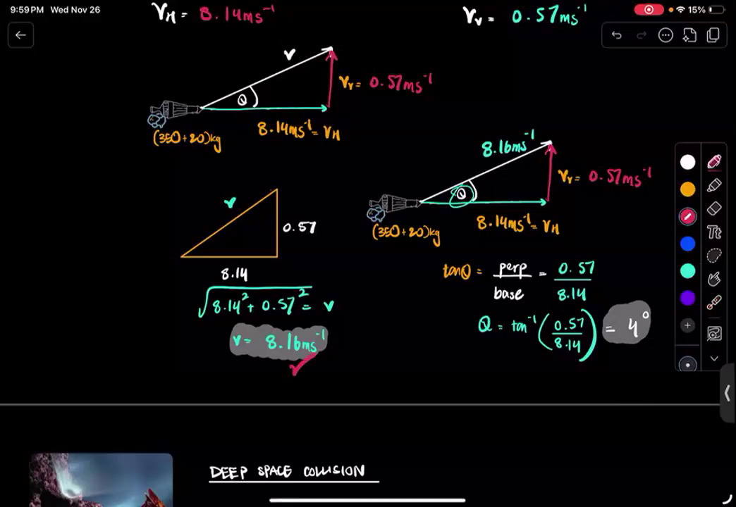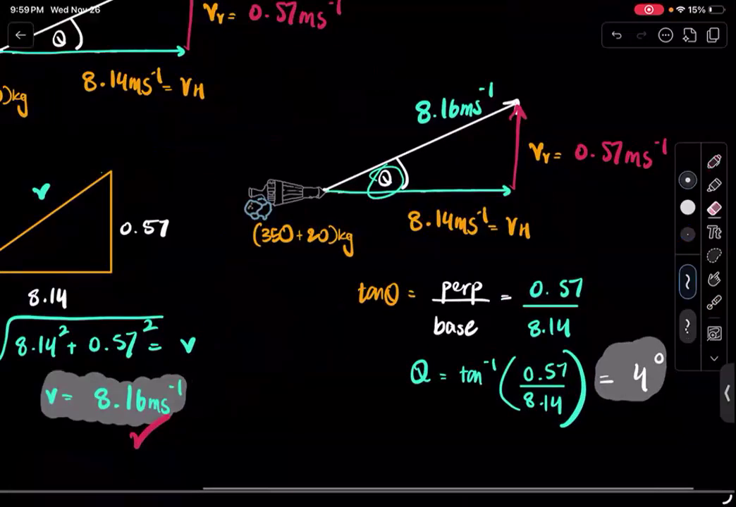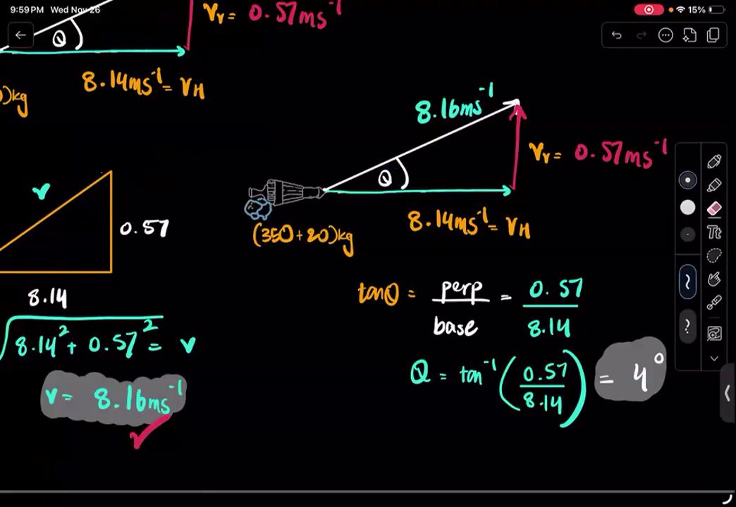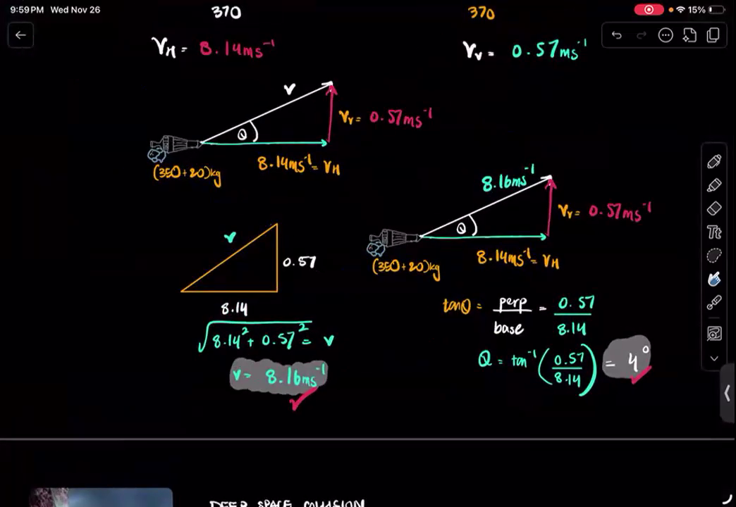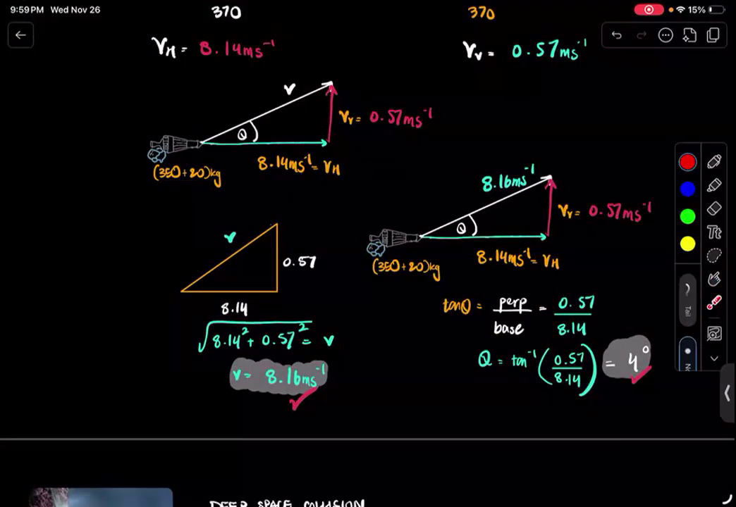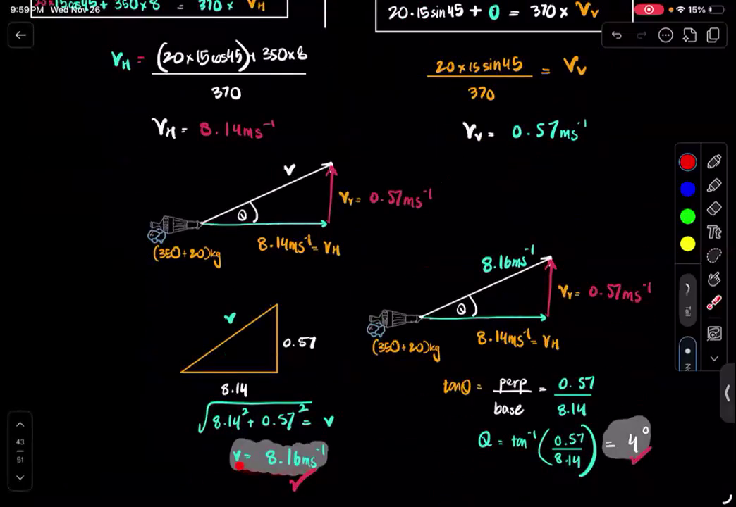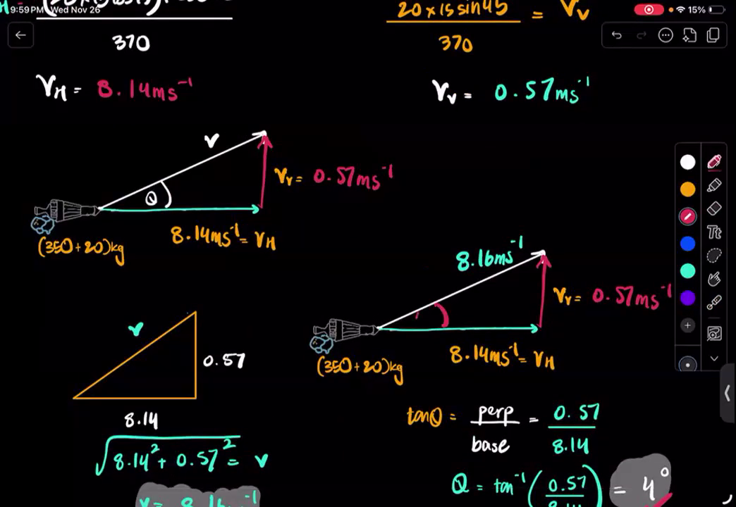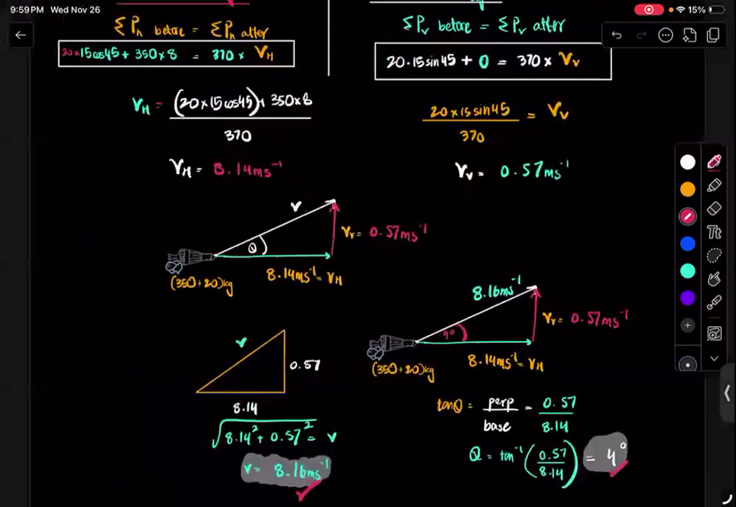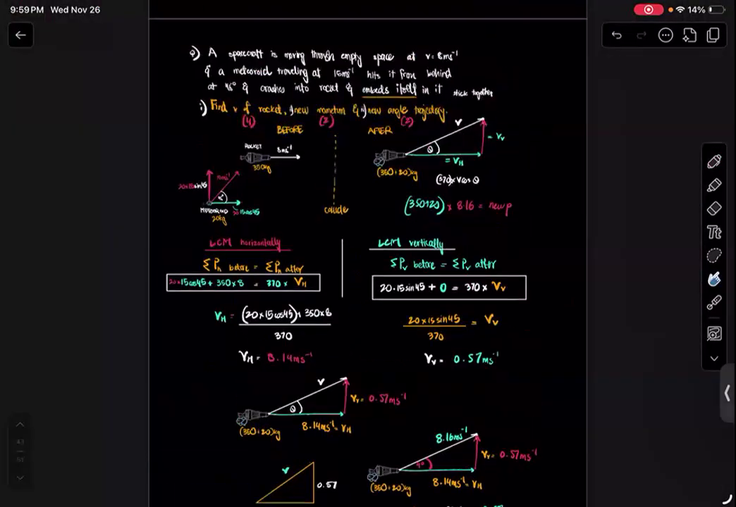You found out the resultant vector, and just by using tan theta, sine theta, whatever one you want, you have found out the angle of 4 degrees as well. So that means the new momentum is going to be m times this velocity, which is going to move at an angle of 4 degrees. Okay. And that's how you do this kind of question. Now, this was not just a single question, but like 3 questions combined into one.